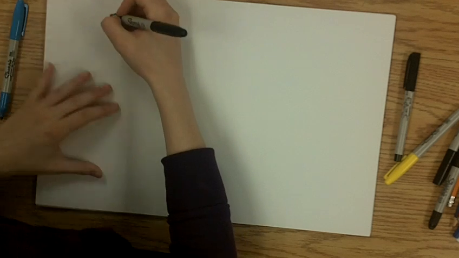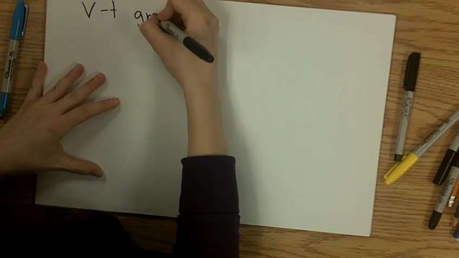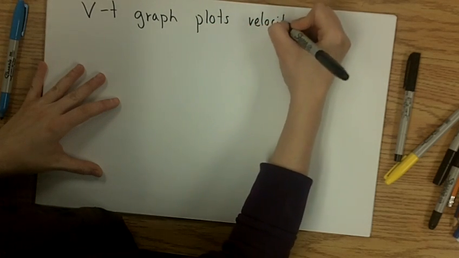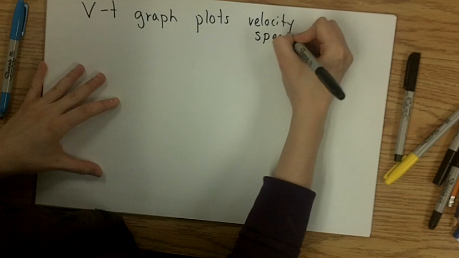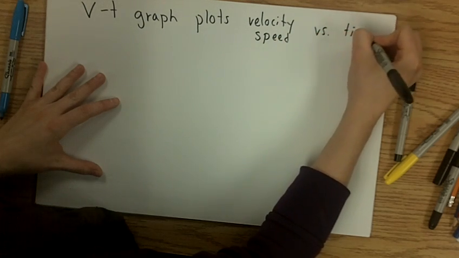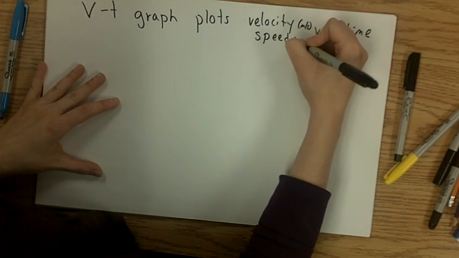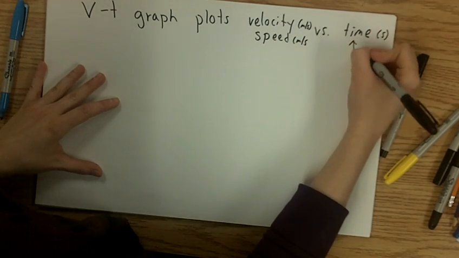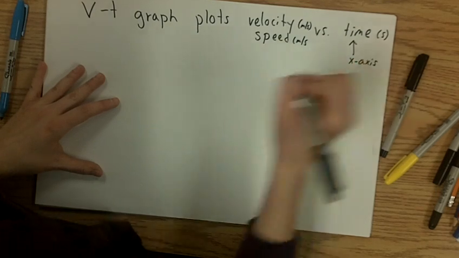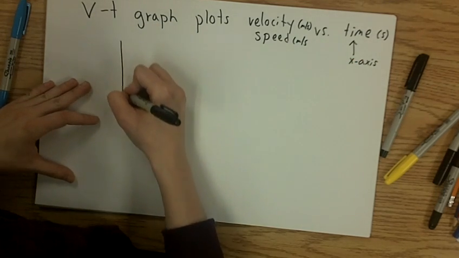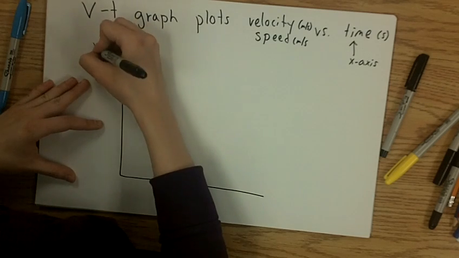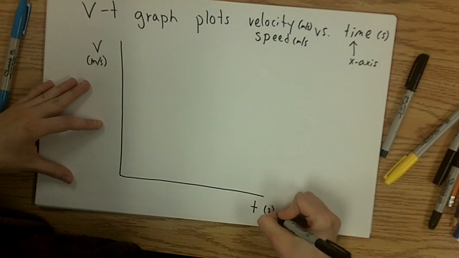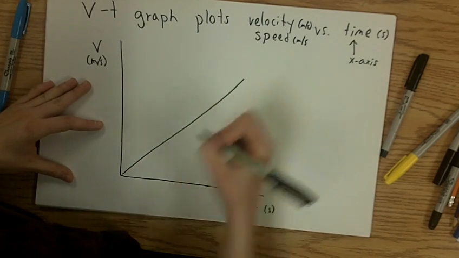A VT graph plots velocity, or speed, versus time. This is meters per second versus time in seconds. Time is always the variable on the x-axis in physics. So a VT graph, which is meters per second and seconds, looks something like this.